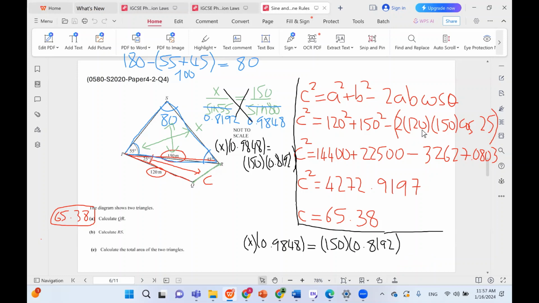Now, in order to get X, all we have to do is divide by 0.9848. And you no longer have this here. And you just use your calculator. So 150 multiplied by 0.8192 equals 122.88. And then you divide the answer by 0.9848, and you get 124.77. So X equals 124.77, so you just write maybe 124.8. And this is the answer to B.